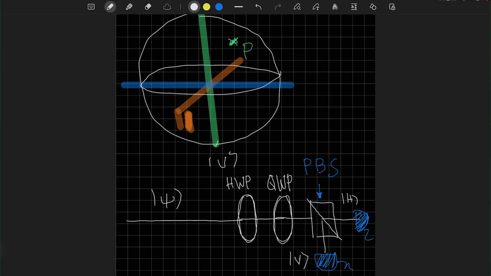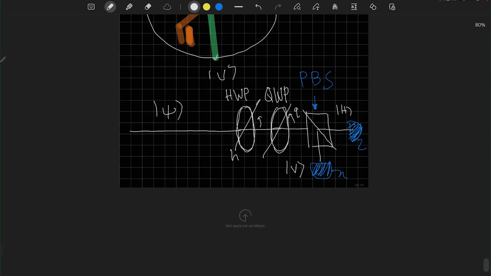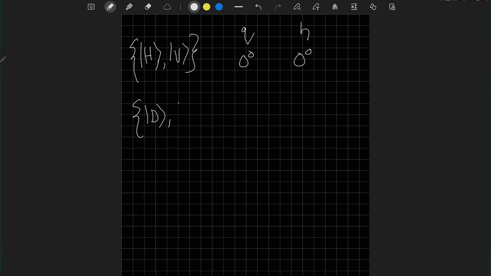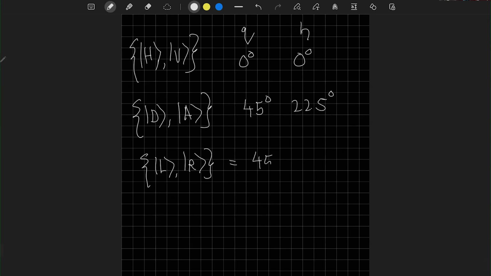So these wave plates have angles H and Q. And the scheme is as follows. If I want to measure in the HV basis, this is Q, H, 0 degrees, 0 degrees. If I want to measure in the DA basis, this is 45 degrees, this is 22.5 degrees. If I want to measure in the LR basis, this is 45 degrees and 0.